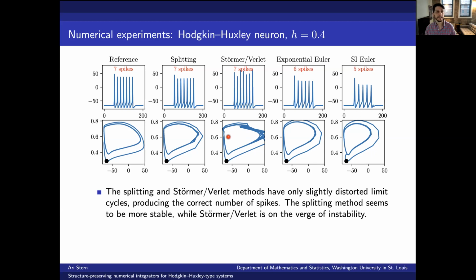And as a result, whereas the reference and these two methods fire the correct number of spikes, exponential Euler and SI Euler fire fewer spikes in the time between when the current is turned on and when it's turned off. And that's due, we can see, to limit cycle distortion, where it takes too long to get around these periodic orbits due to the distortion of the orbits in phase space.